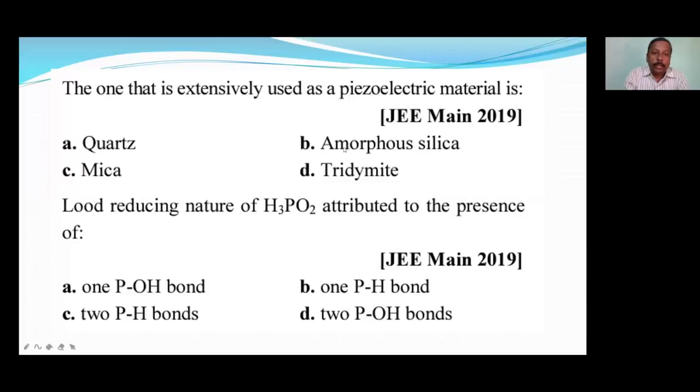Okay, first of all this is information only, memory based. Quartz is a piezoelectric material. What material? Quartz is a piezoelectric material. Then here it is a good reducing agent. In the H3PO2 structure, one P double bond O is a must, and one more oxygen is there, so one OH and one hydrogen. Because of these two hydrogens, it has good reducing nature. The good reducing nature is due to the two P-H bonds.